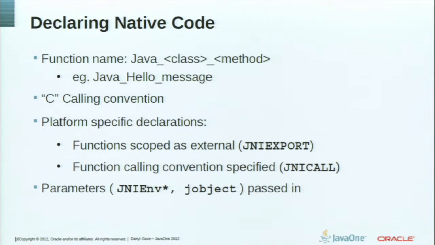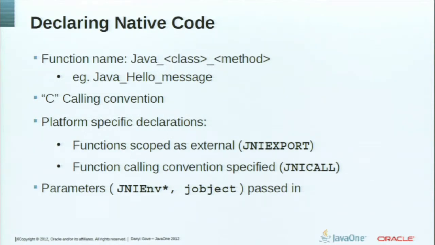It's a C calling convention. So it's not got name mangling and stuff like that, which allows you to do C calling and C++ calling. Then you've got your platform-specific declarations. So it's scoped as external, JNI export. So in Windows, this will convert to decl spec export. In other environments, you may actually not need an export because by default they get exported.